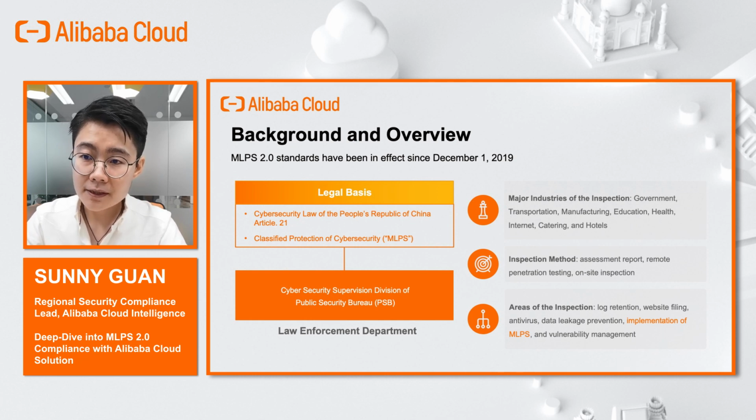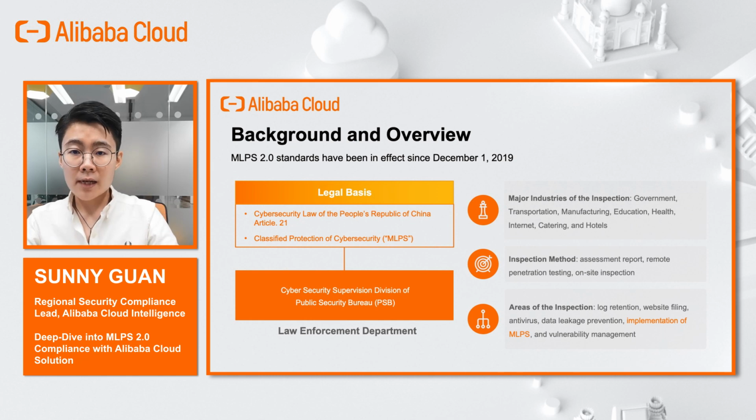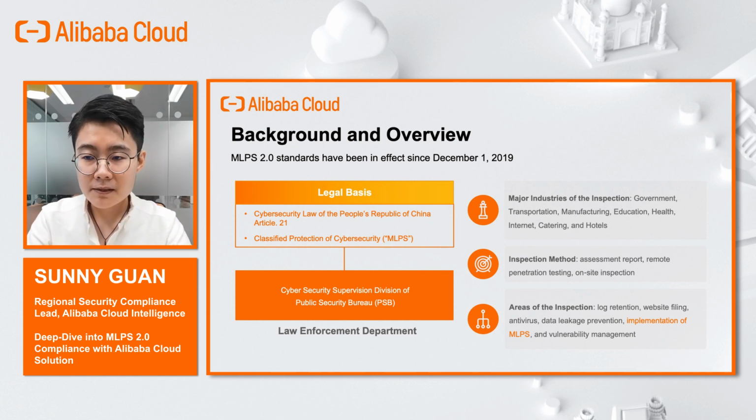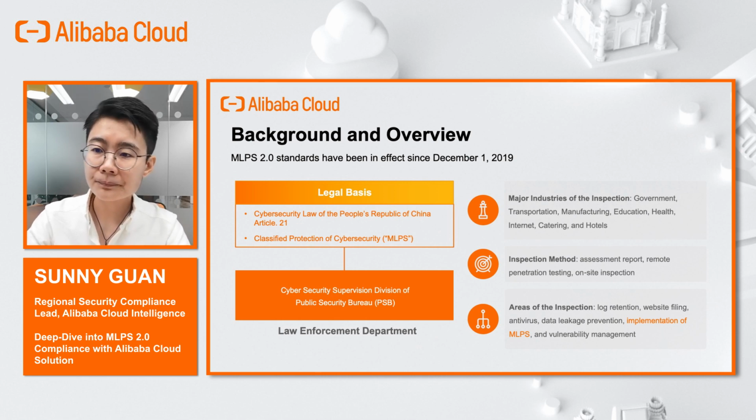The areas of inspection include six months of retention of the necessary logs, website filing endorsement, and implementation of security measures such as the MLPS requirements in the baseline requirements, which we'll cover in detail later. Considering the strict governance mechanism and the severe non-compliance results, companies in China pay great attention and great effort to complying with what MLPS requires.